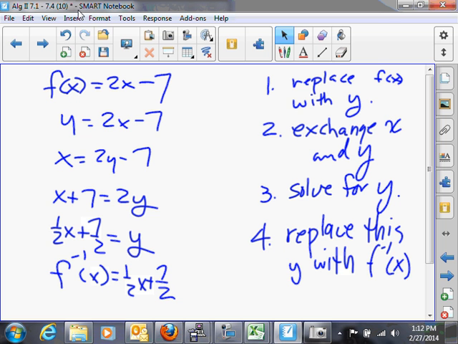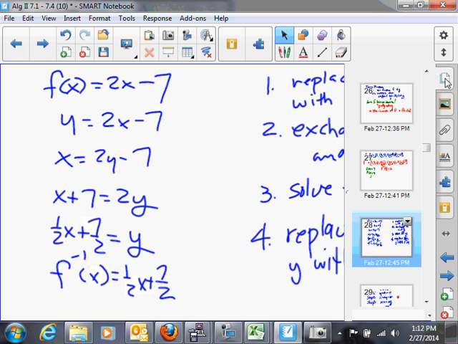Now, these 4 steps right here are the steps that you take to find the inverse of a function when you're given a rule for the function. Now, let's take a look at what happens to the graph of a function, or what the relationship is between a function and its inverse if we're talking graphs.